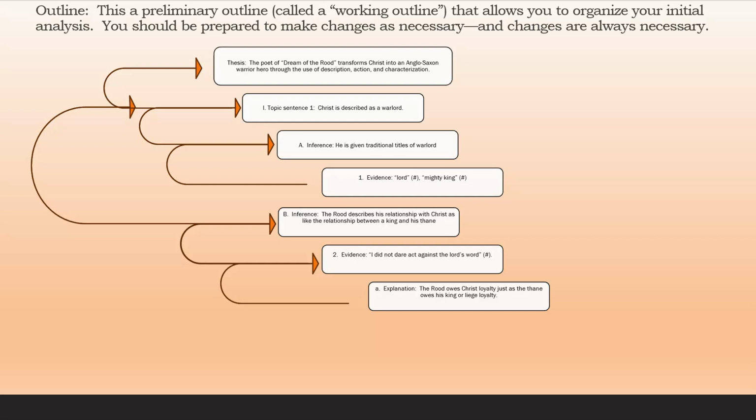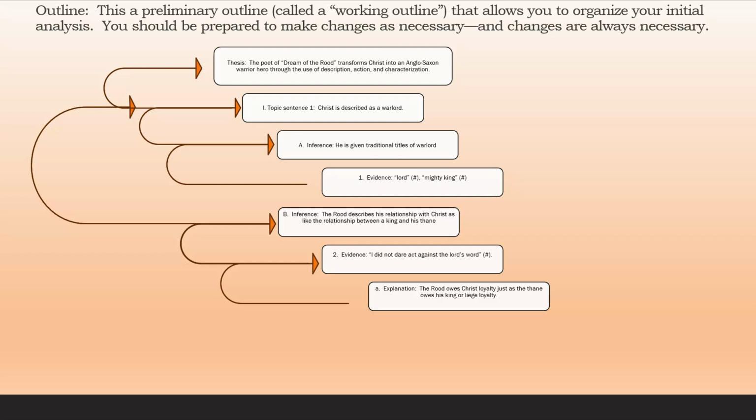That's going to be followed by my first supporting piece of information, which is going to be an inference based on evidence. He is given traditional titles of a warlord. So now I would need to see those titles. So Lord is one, and Mighty King is another. The parentheses there indicate where you would need to place the line number, so that way you can make sure to have that at hand for when you write your essay.